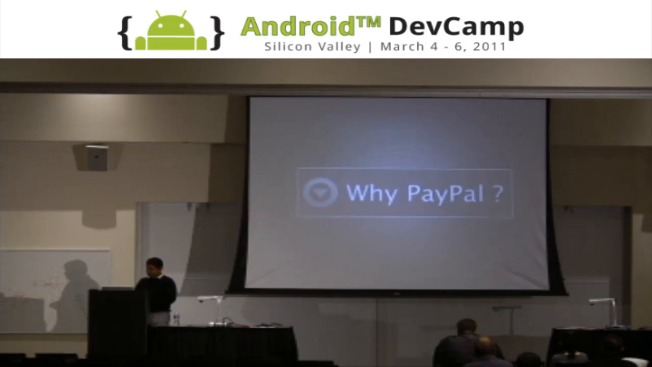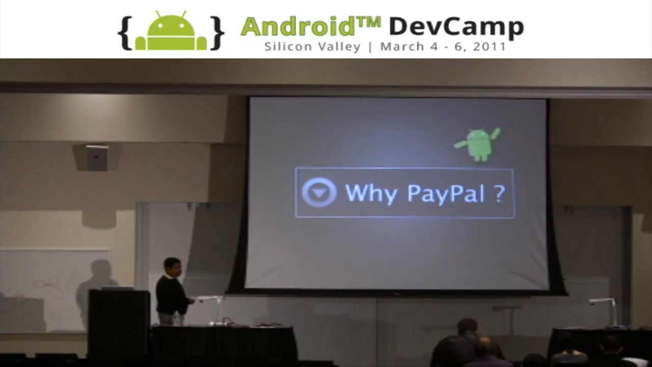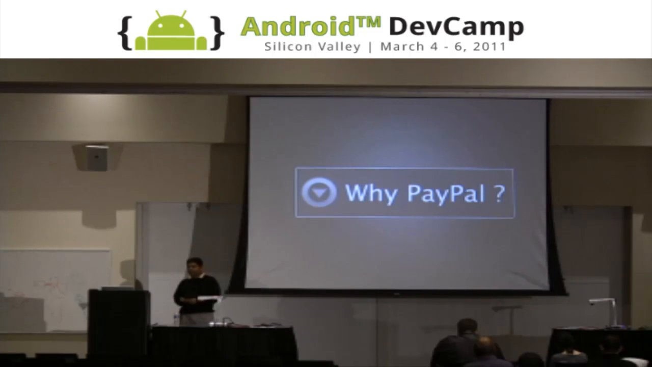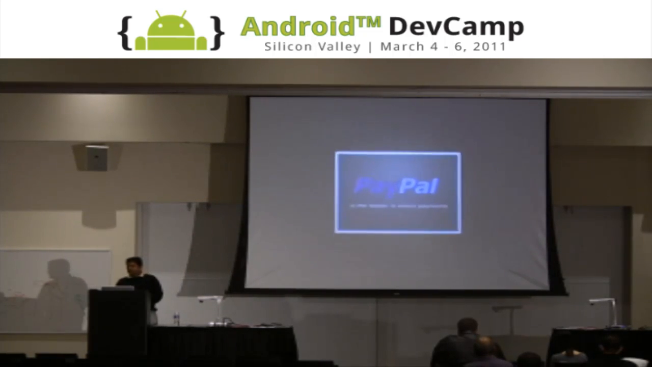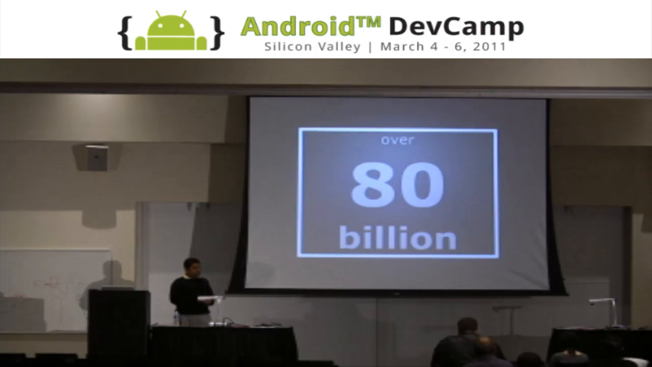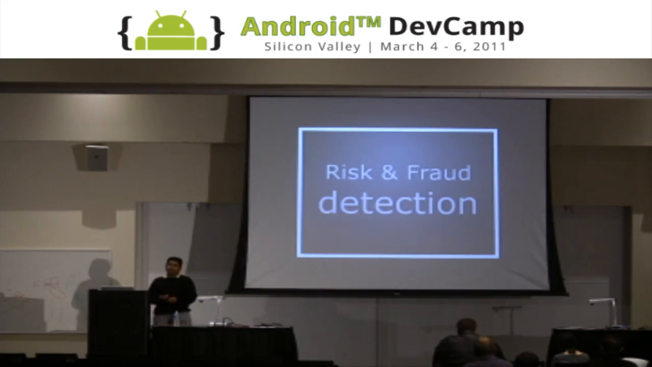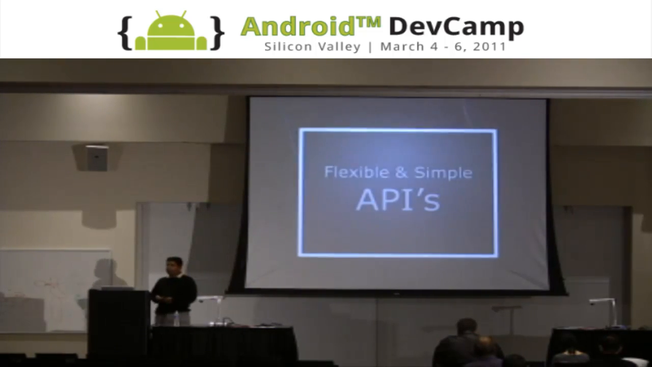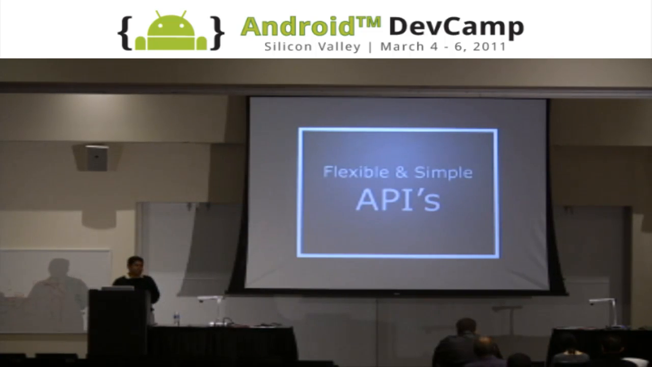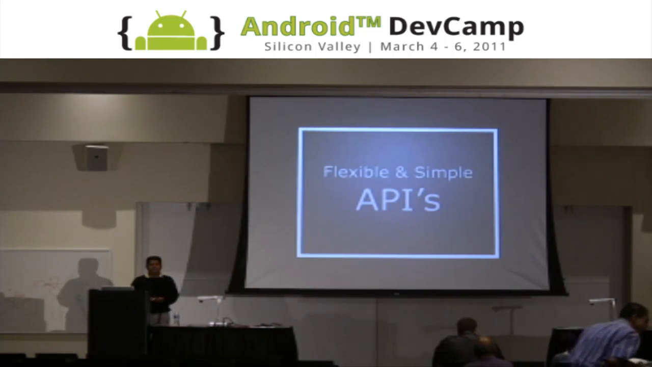So why PayPal? PayPal is the leader in online payments for over a decade now. And PayPal moves about $80 billion per year in transaction. So the servers are very mature and they're very powerful. The risk and fraud detection capabilities of PayPal are the best in the industry. So when you use PayPal APIs for your mobile application development, you get all of them for free. So that's why you should use PayPal in your Android applications.